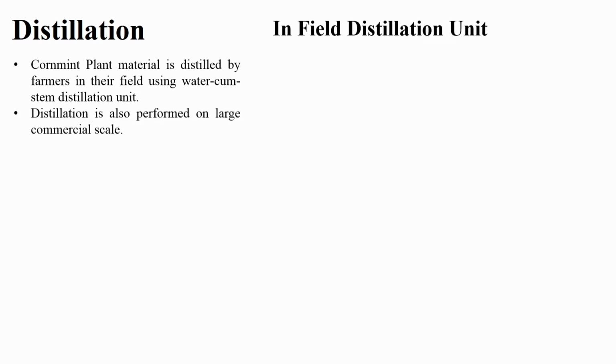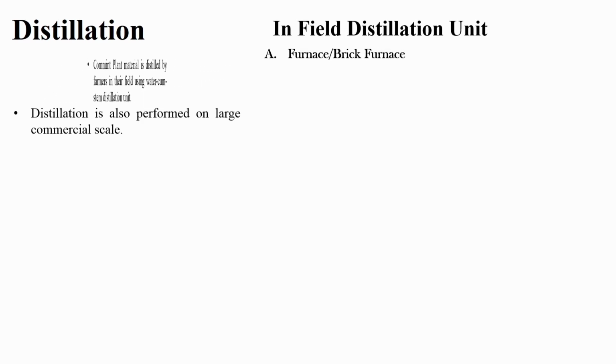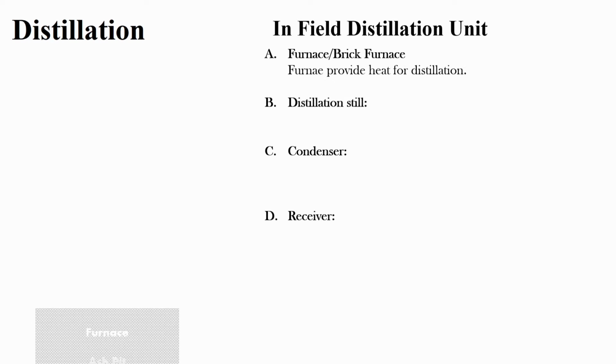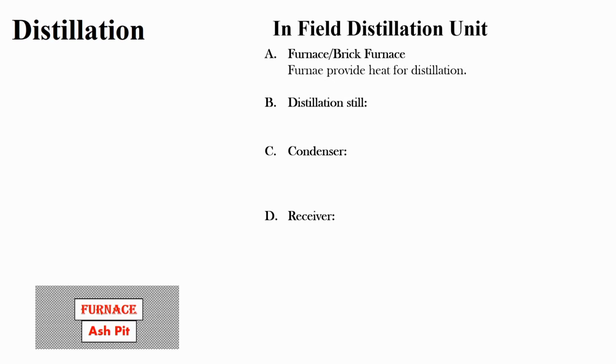Here we will know only the infield distillation unit, and the infield distillation unit contains four parts, that is furnace, distillation tank, condenser and receiver. Furnace is the part that provides heat for distillation. In the infield distillation unit, agro waste, firewood and straw are used as fuel.